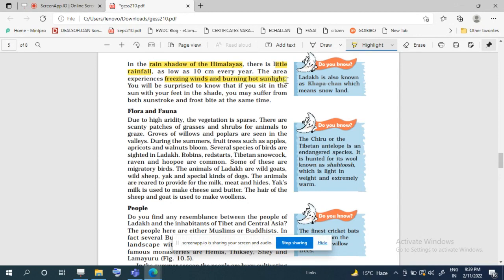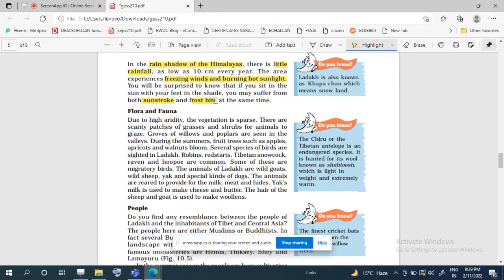And you can see that if you sit in the sun with your feet in the shade, you may suffer from both at the same time. Sunstroke because you are sitting in the sun, but at the same time you will be frostbitten. Why? Because your feet are in the shade. So this is the condition. This is the harshness of the climate.